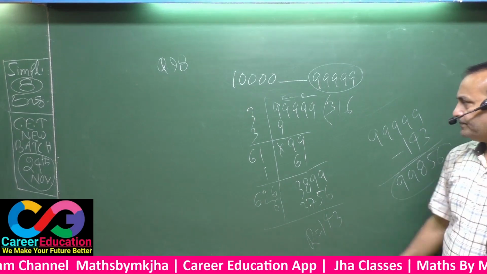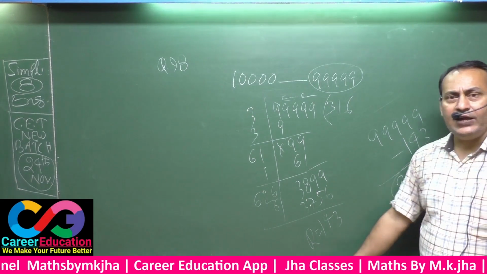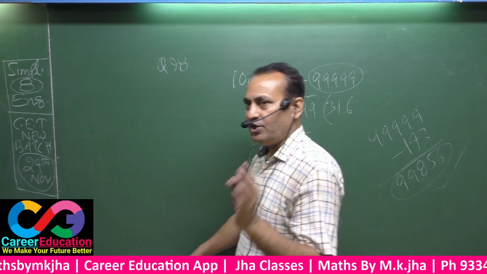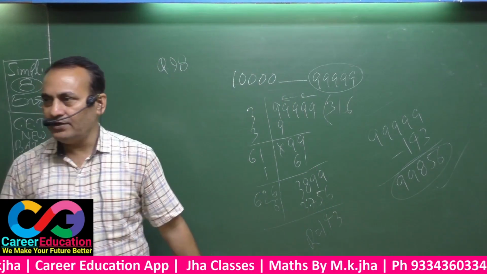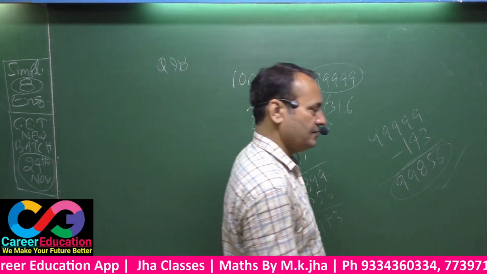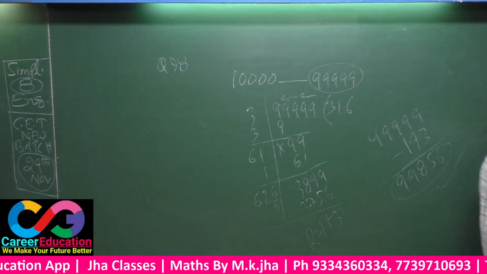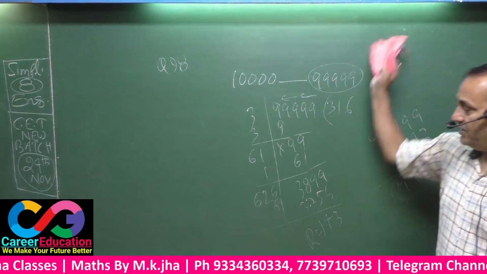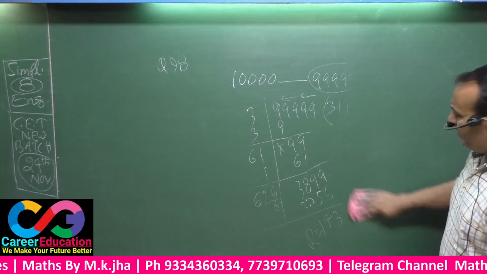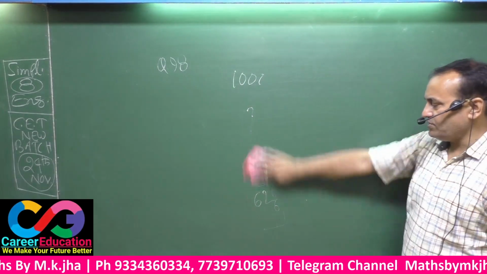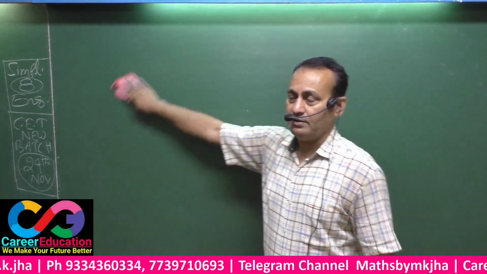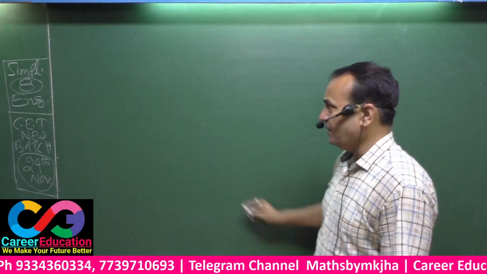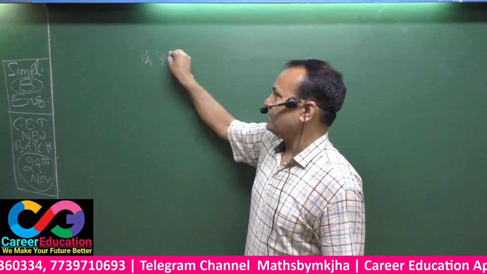See, note: 99856 is a 5-digit biggest square number. Now, question number 99.